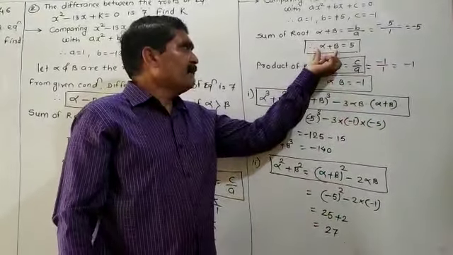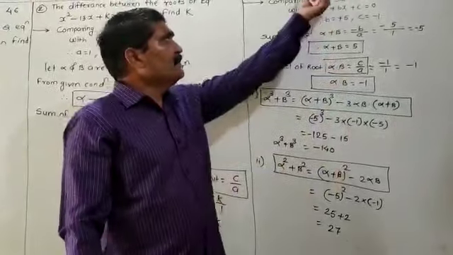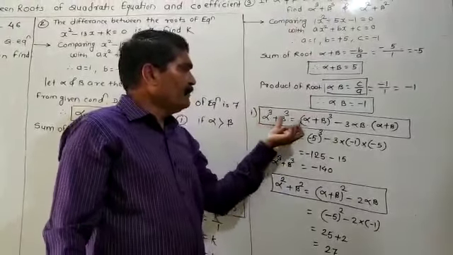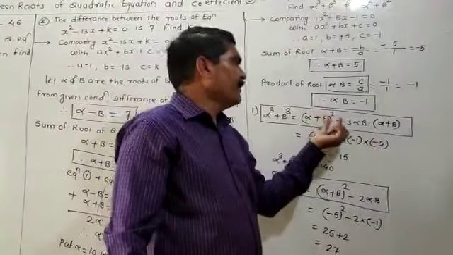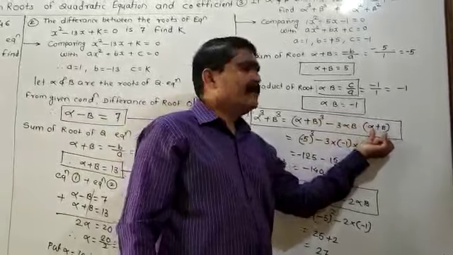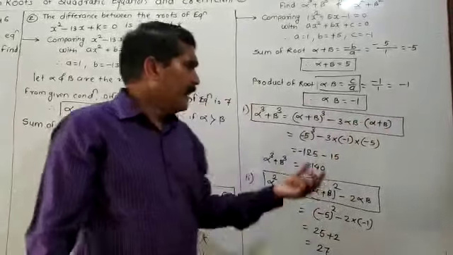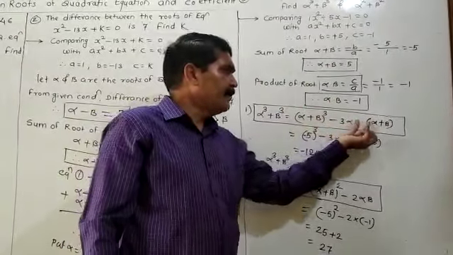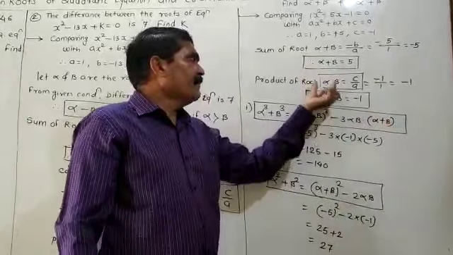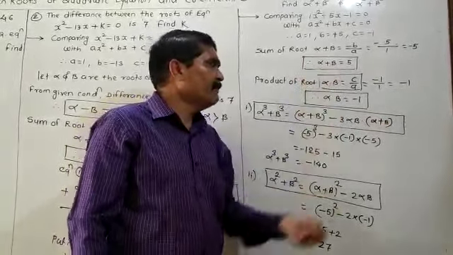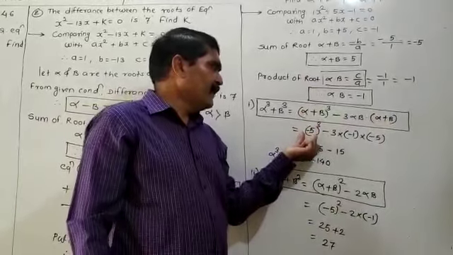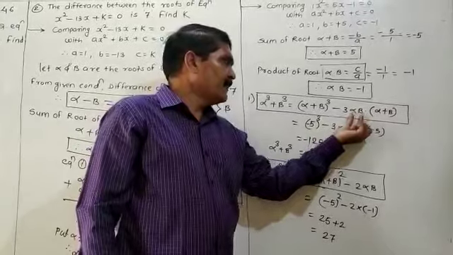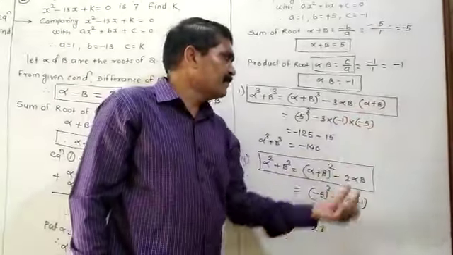Once we get alpha plus beta and alpha into beta, you know the standard identity. Last year we already proved this identity. Alpha cube plus beta cube is equal to alpha plus beta bracket cube minus 3 alpha beta into alpha plus beta. You have to learn this identity and put in the values of alpha plus beta and alpha into beta, which we already have. Alpha plus beta is equal to minus 5, cube, minus 3 into alpha into beta, which is minus 1, into alpha plus beta, which is minus 5.